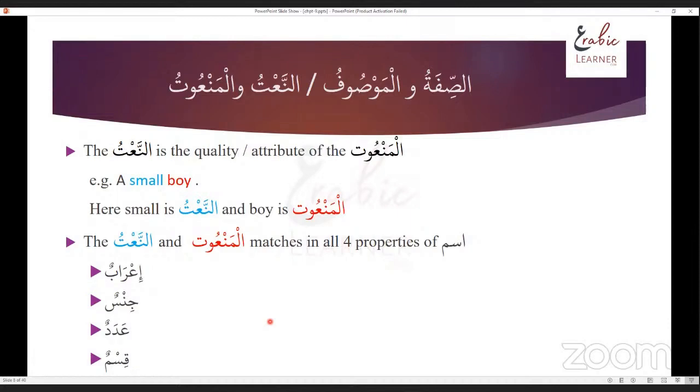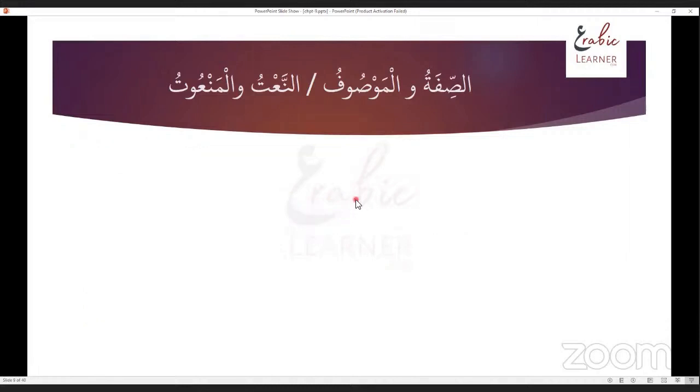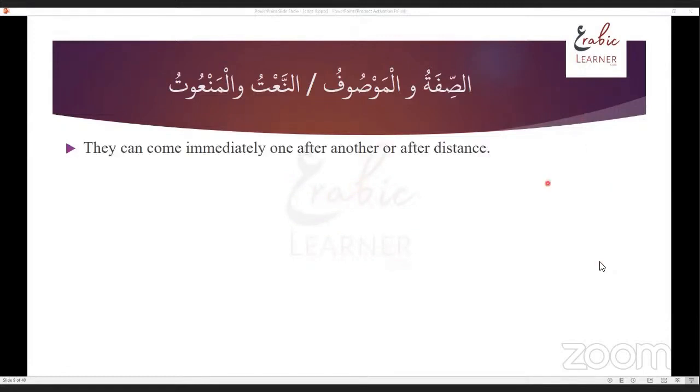Okay. Let's see more rules of Naat wa Manuut. They can come immediately one after another. Waladun saghirun. Al-waladu saghiru.